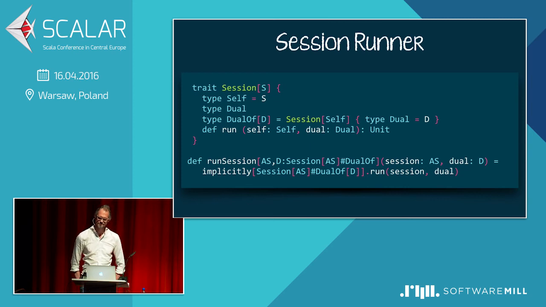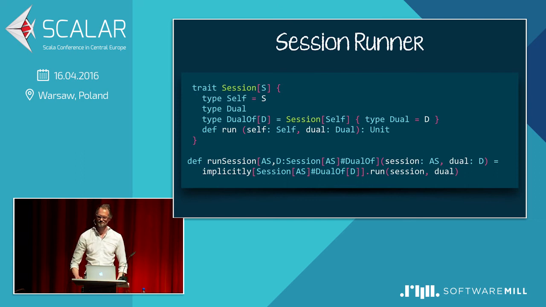Then we can construct this run session method, which will describe its types. We can take a session in some state, application state, and a dual of it. We can resolve implicitly the dual of this session using this type constructor, and we can run the session. And it actually doesn't matter if you run the session with a server and then client as parameter, or the other way around. They're really dual.